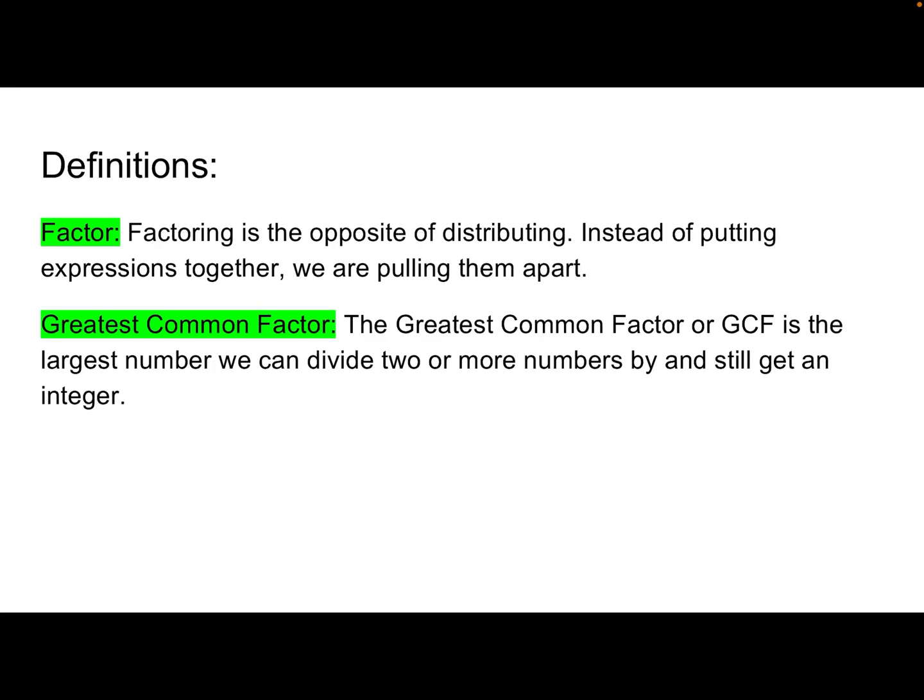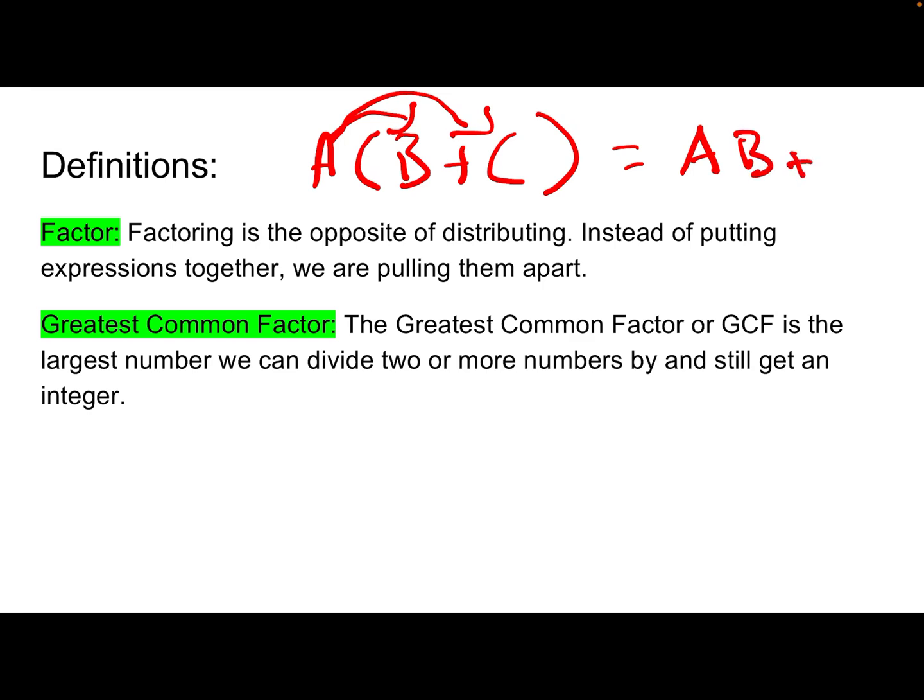Let's remember, with the distributive property, we did a times b plus c, and we multiplied the a times the b and the c, which gave us ab plus ac. This time we're just going the other direction. Instead of multiplying what's outside the parentheses in, we're going to be dividing by the greatest common factor. So what is the greatest common factor?